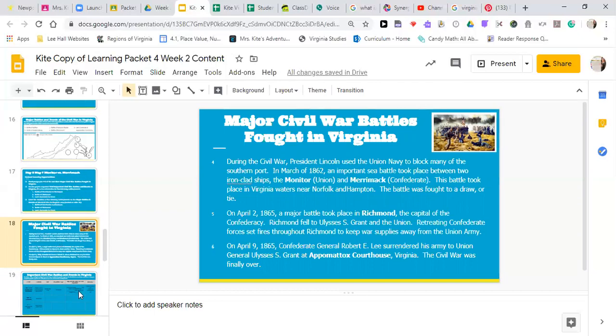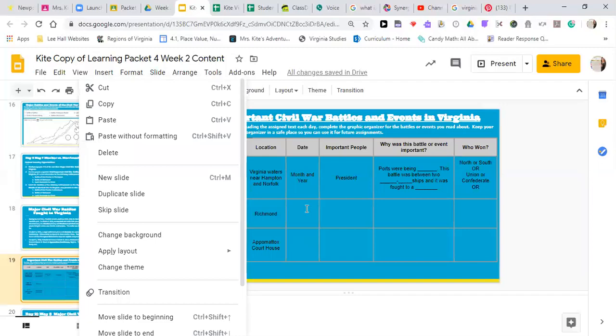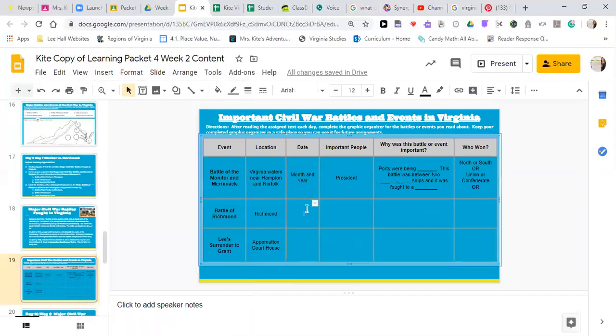So when we come over here to our graphic organizer, the date on this one was a month, day, and year. So we want to make sure that we have a month, day, year. Important person in this battle was a specific general on the Union side of things. This battle or event was important because of what happened to Richmond at the end of it. So make sure you put here what happened to Richmond at the end.